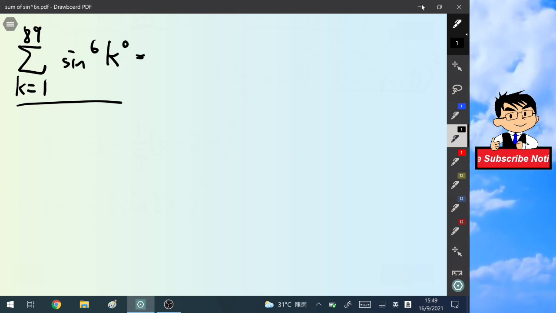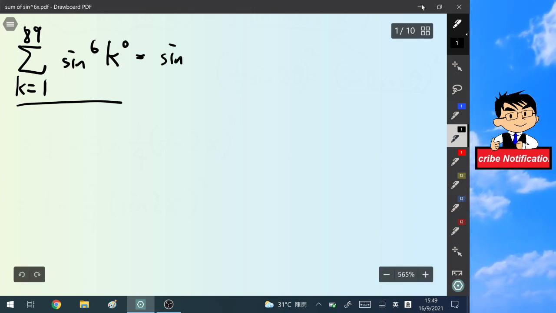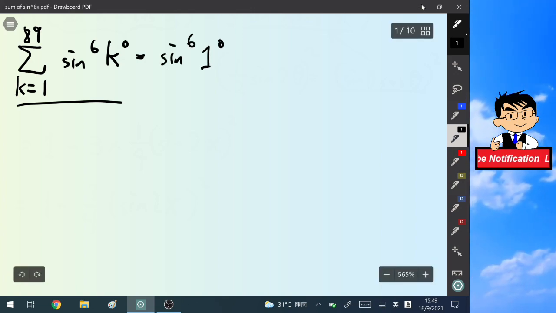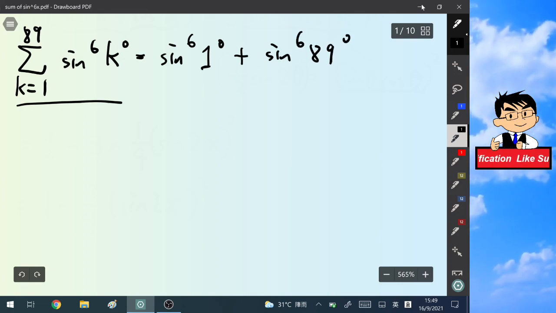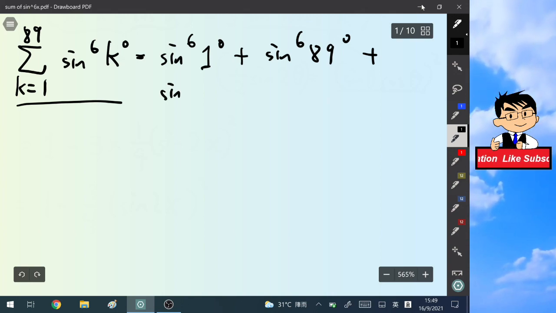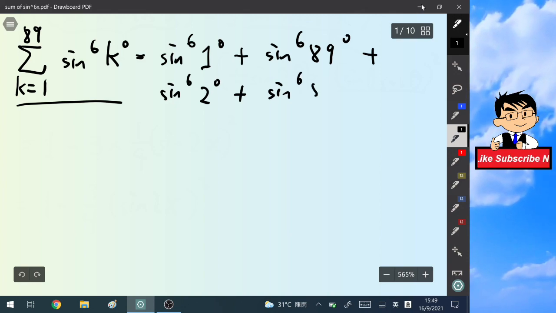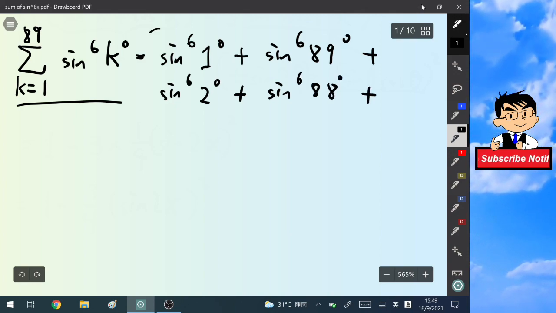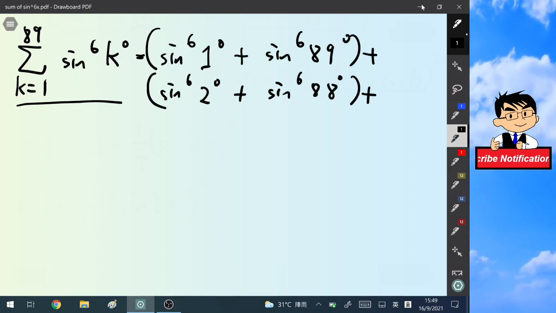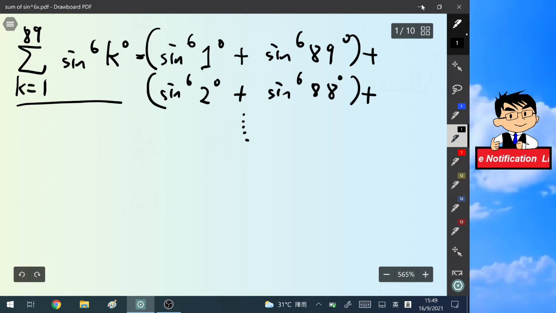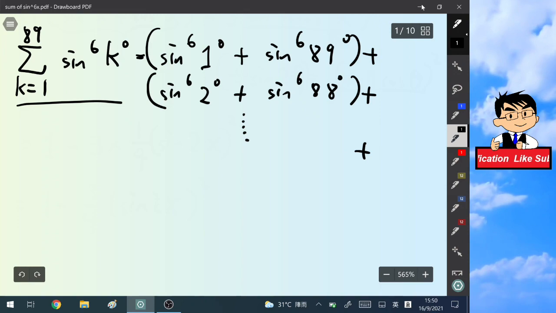So I'm going to group the terms at the same time. So we have sine to the power of 6 1 degree plus sine to the power of 6 89 degree, and then plus sine to the power of 6 2 degree plus sine to the power of 6 88 degree. And then we are grouping them like this. And then we know that there are many pairs of similar pair until we are adding in the middle.